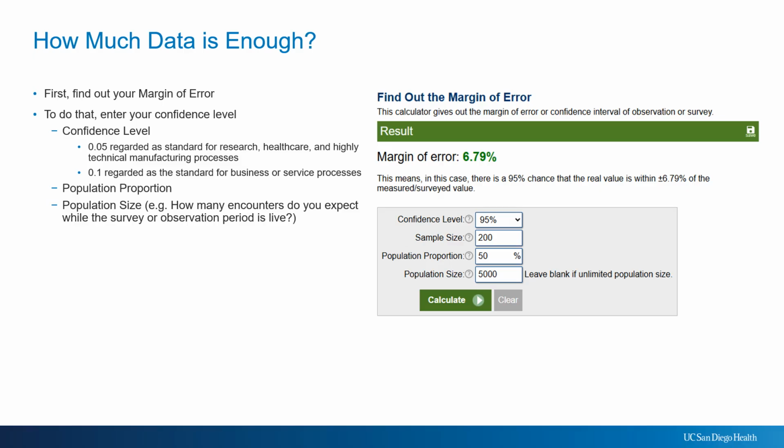Let's say you're measuring turnaround time, and currently only 20% of patients are seen in the goal time of 30 minutes or less. You would enter 20%. If you're not sure what the population proportion is, go ahead and just put 50% to make the most conservative sampling scenario possible. After entering all of this, you will have your margin of error.